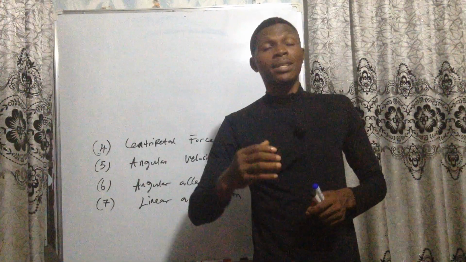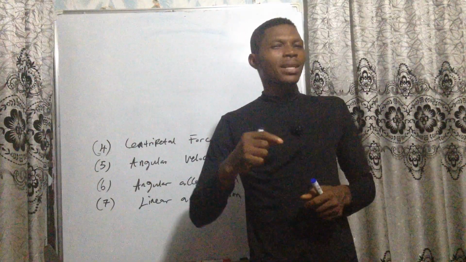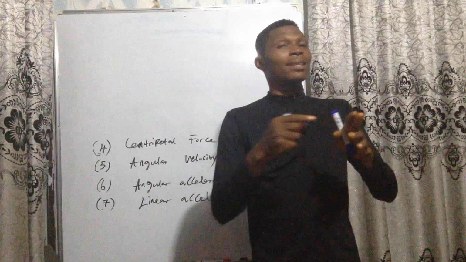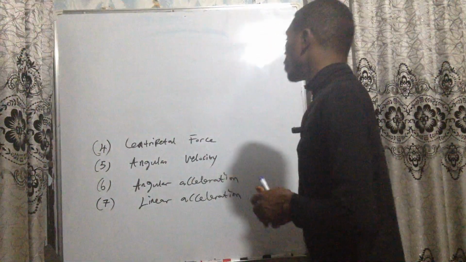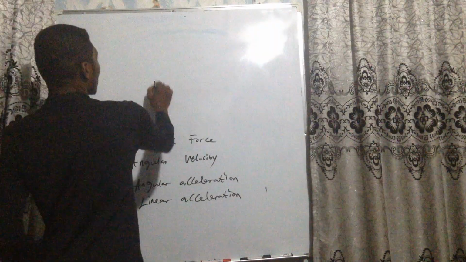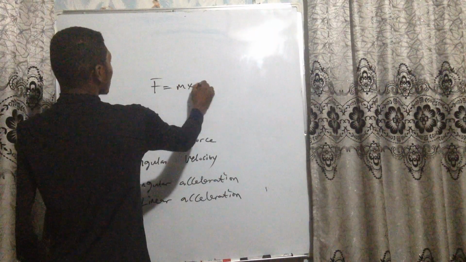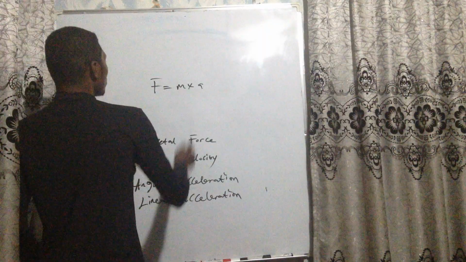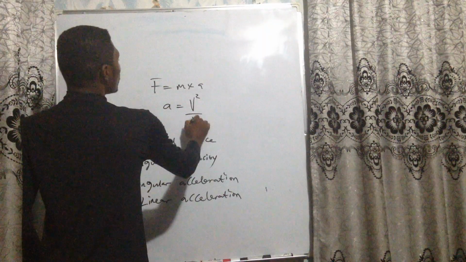That is what is providing the centripetal force. Centripetal meaning directed towards the center. Do you understand? So now the formula for centripetal force is, remember, force according to Newton's second law is equal to mass times acceleration. The acceleration in a circle is equal to v squared over r.